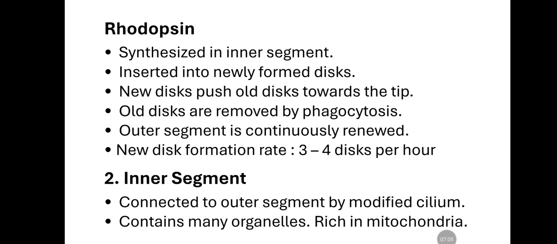Rhodopsin is synthesized in inner segment, inserted into newly formed disc. New discs push old discs forward towards the tip. Old discs are removed by phagocytosis. Outer segment is continuously renewed. New disc formation rate is 3 to 4 discs per hour.